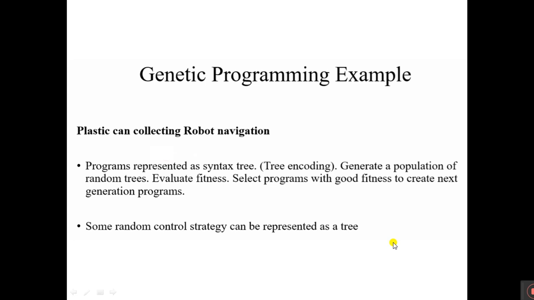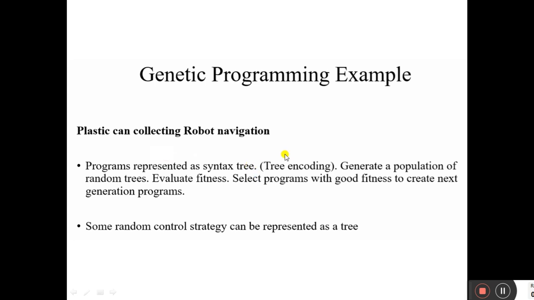So for example, I am taking this example: plastic can collecting robot navigation. A plastic can is to be collected by the robot navigation. For each path, the route is not known. For that, we are creating some initial search representation. So for this, input can be encoded in a format. Here we are using a syntax tree. Right? There is a tree encoding. So generate a population of random trees, evaluate their fitness, select the programs with good fitness to create the next generation of programs.